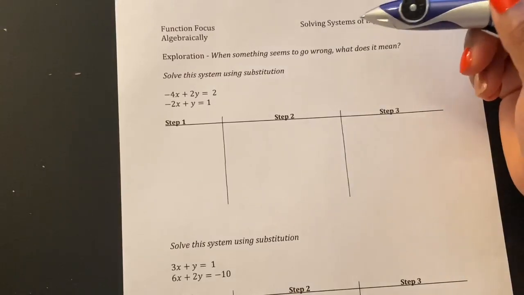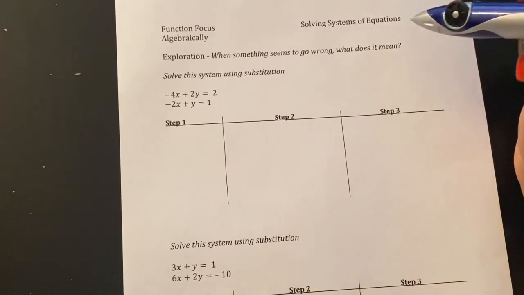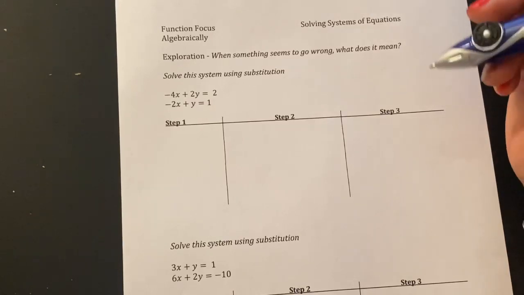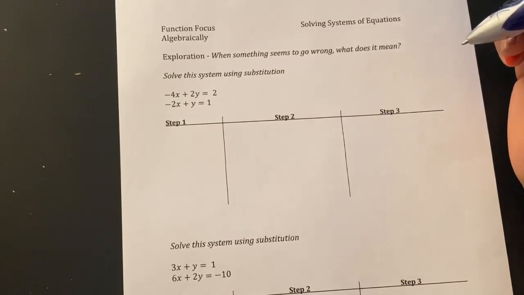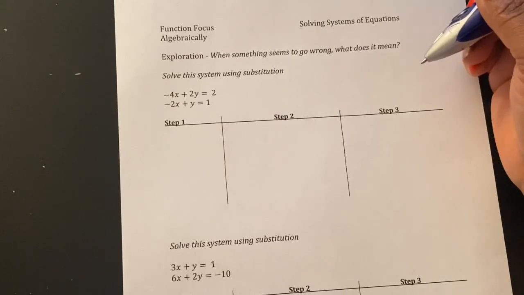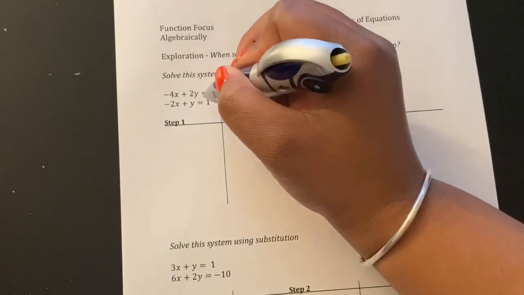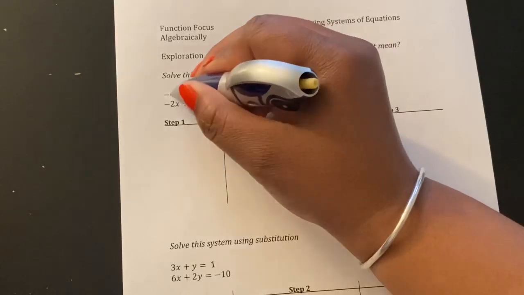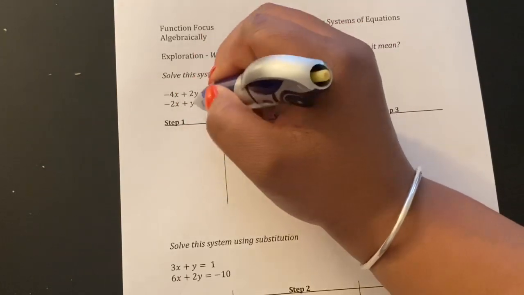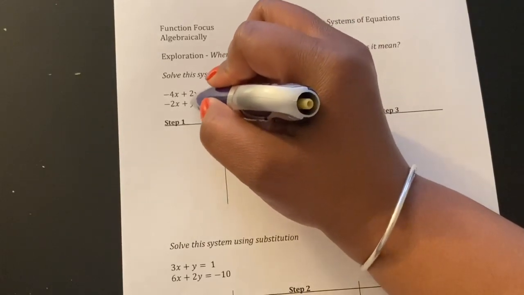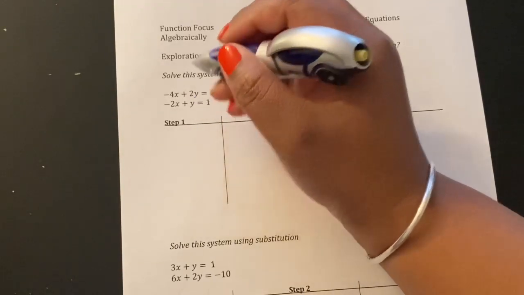So sometimes something's going to seem wrong. Doesn't mean your calculations are incorrect. It just means that there's a possibility that there's no solutions or that there are infinite solutions. Let me give you an example. Step 1. Again, step 1 says to solve one of the equations for y or x. I'm going to choose the second equation here because it looks like y is already almost by itself. So I only have one step to do.